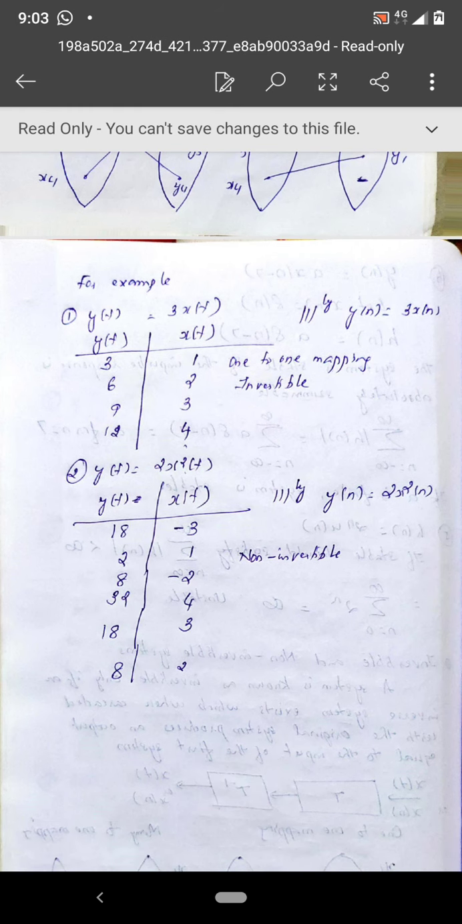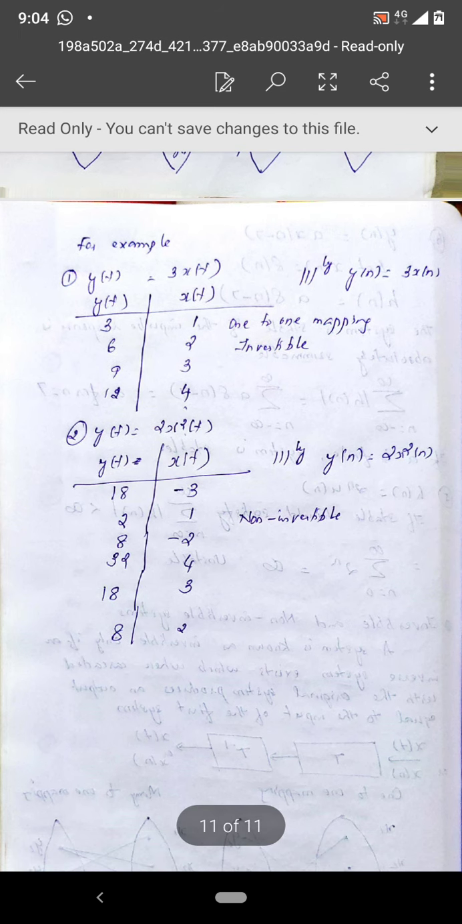Similarly, in the second example, you have x of t. If you apply minus 3, you get minus 3 squared is 9. 9 multiplied by 2 is 18. You get 18. Okay, but if you apply x of t as 3, 3 squared is 9, 9 multiplied by 2 is 18. That is, minus 3 and 3 correspond to the same output, 18. That is many-to-one mapping. Likewise, minus 2 and 2 correspond to the same output, 8. Again, many-to-one mapping. So such systems are non-invertible systems.